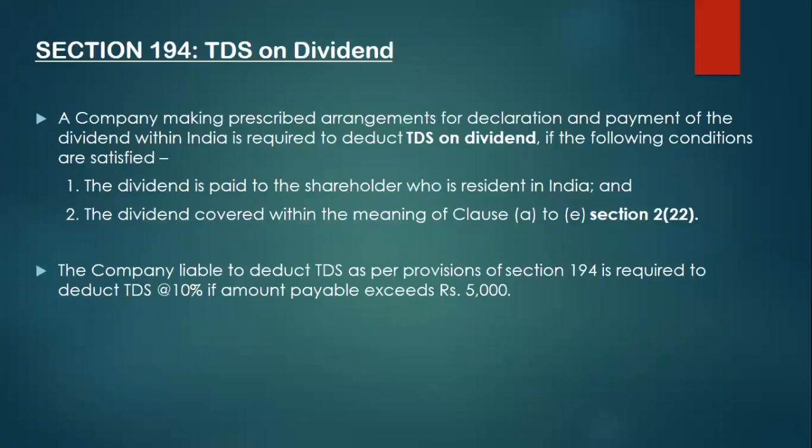Now coming to TDS under section 194. This section is an old section but was not applicable on dividends covered under section 115O. Since section 115O is no more applicable on dividend, companies distributing dividend to resident shareholder shall deduct TDS at the rate 10% if the amount payable exceeds Rs 5,000.